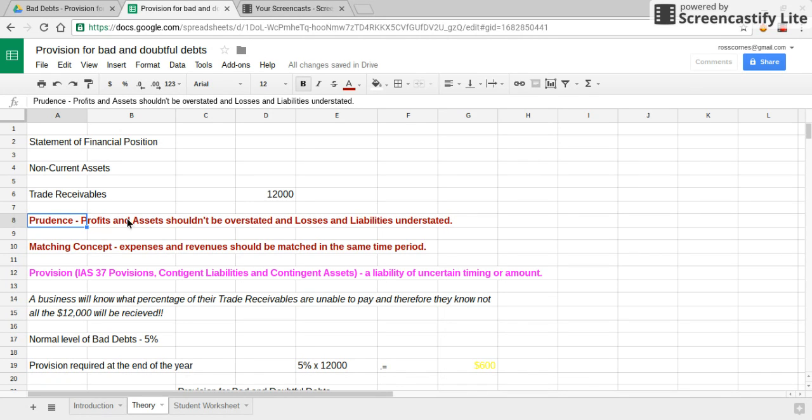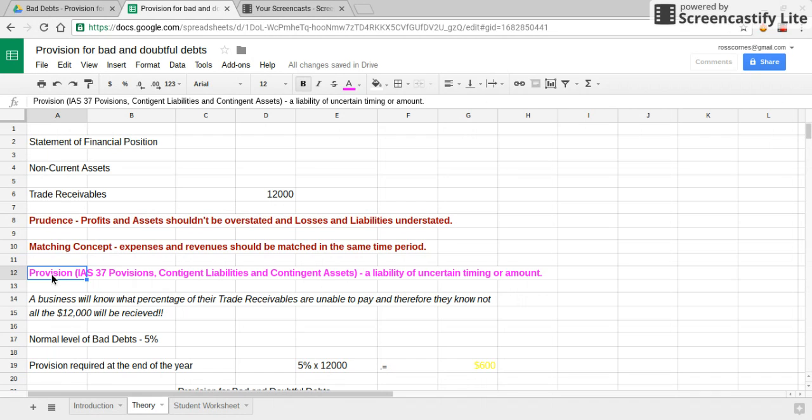And that's got to give us a problem because the prudence concept says profits and assets shouldn't be overstated, losses and liabilities understated. Well, here, this asset of $12,000 is clearly overstated because some of those customers are going to be declared bankrupt and not pay. It also links to the matching concept because expenses and revenues should be matched in the same time period. We're going to have an expense of some of these customers not paying us, and there's nothing at the moment in the accounts to allow for that fact.